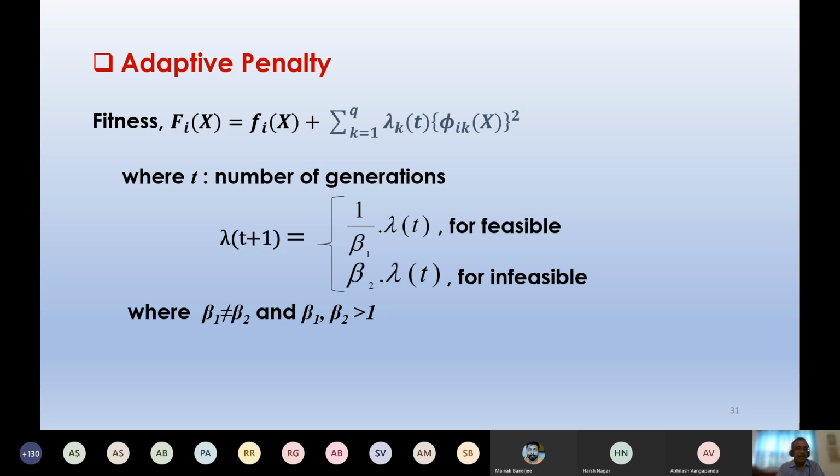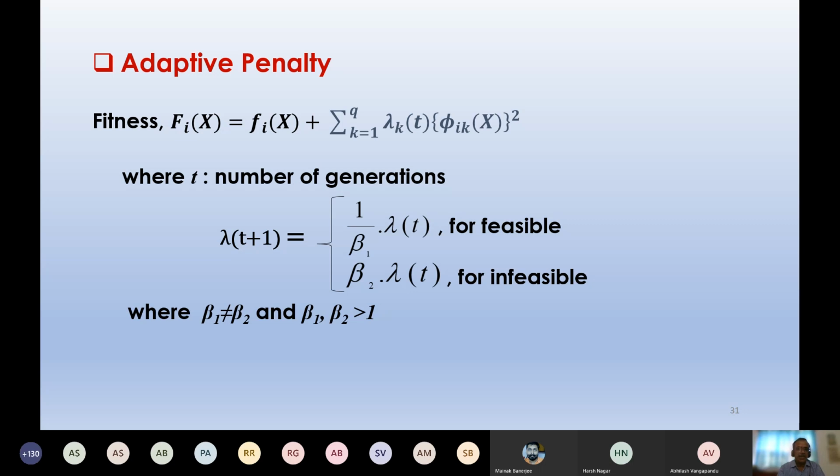So lambda t plus 1 is nothing but 1 by beta 1 multiplied by lambda t. Lambda t initially is user defined for the feasible solution. That means there is no violation of the functional constraint. Now, how to find out for the infeasible solution? So lambda t plus 1 is nothing but beta 2 multiplied by lambda t.